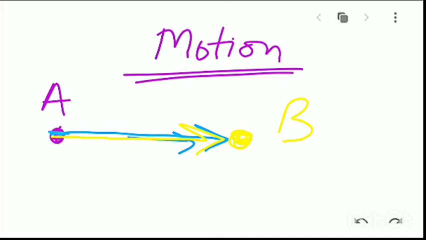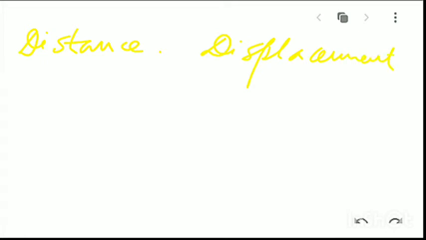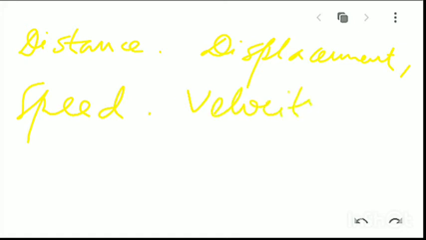Such quantities, I can list them up, like distance, displacement, speed, velocity, acceleration, force, and so on. In this chapter, we will learn about them.